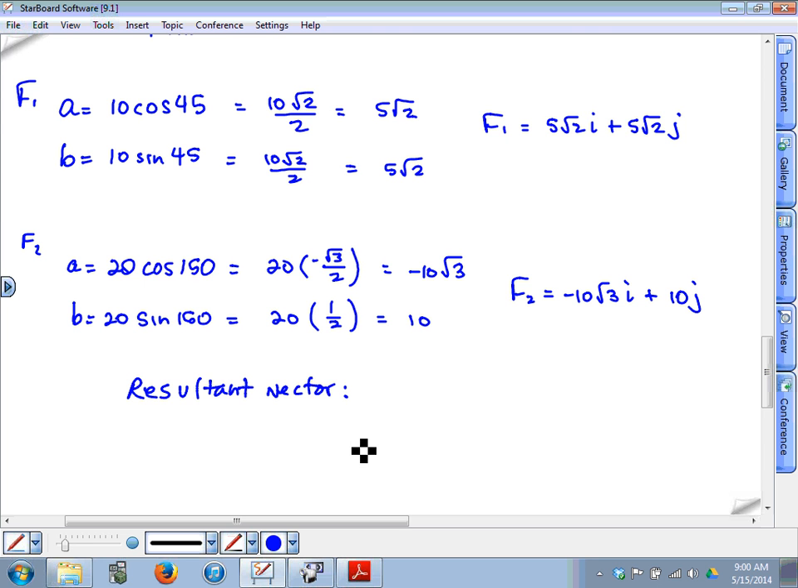So, I know this is going to look funny, but the resultant vector, now that we've written our vectors in terms of i and j, what's the resultant vector going to look like? We add the two horizontal components. Can we add these together? I mean we can, but the way that we write it, we can't write that as one term. This is what it's got to look like. It's got to be 5 root 2 plus negative 10 root 3i. That's the horizontal component.